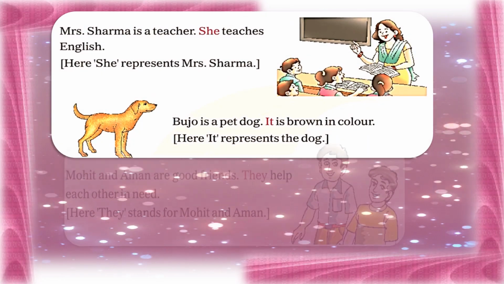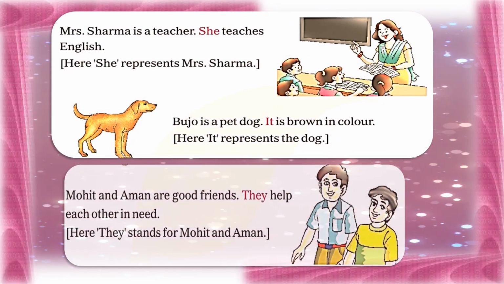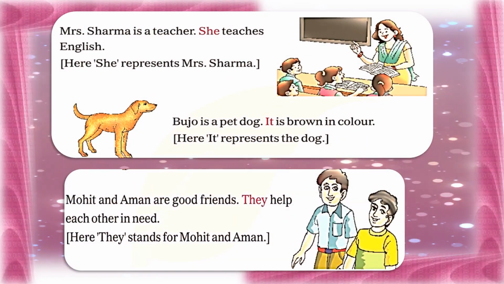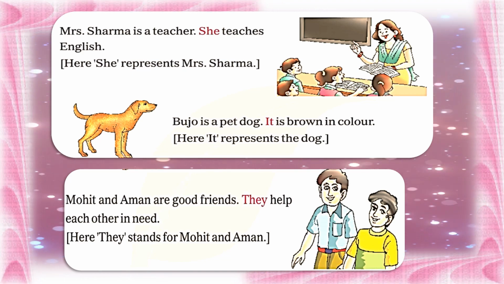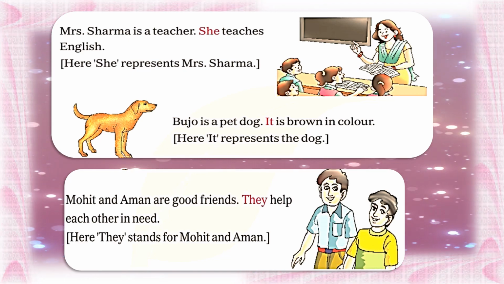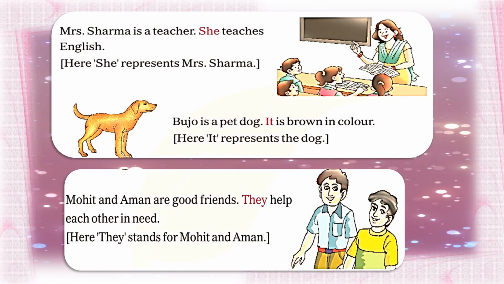Mrs. Sharma is a teacher. She teaches English. So she represents Mrs. Sharma. Bujo is a pet dog. It is brown in color, so it represents the dog. Mohit and Aman are good friends. They help each other in need. They stands for Mohit and Aman.